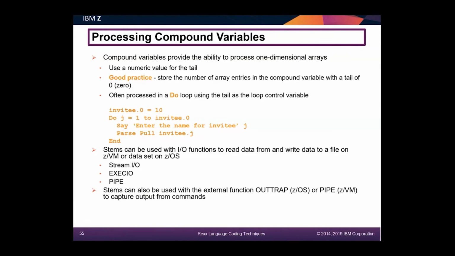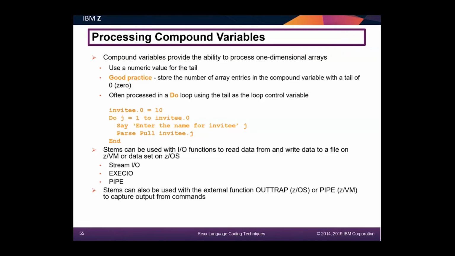So at the end of this do loop, I will have 10 values in invitee.1 through 10, and their values will be whatever names I typed on the console for each prompt. So that's a typical loop that you would see, any kind of a do loop where the end of the loop is the invitee.0 or the stem.0. But again, that's a convention, it's a guideline, it's a good practice, but it's not required in Rexx.